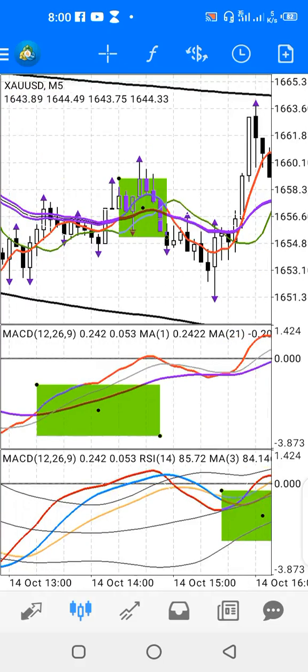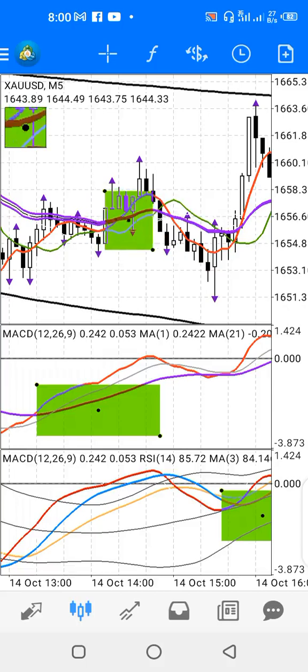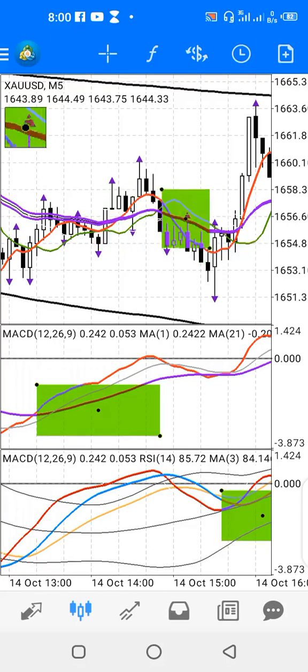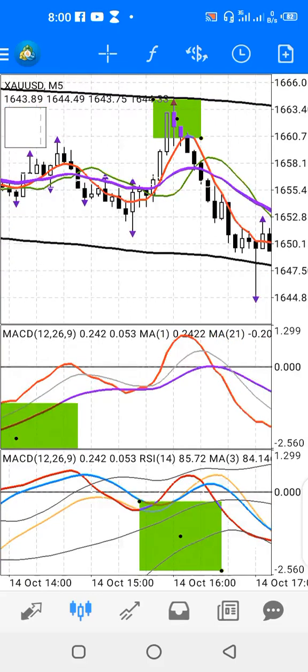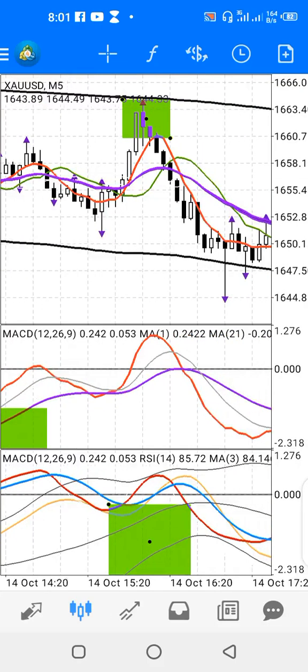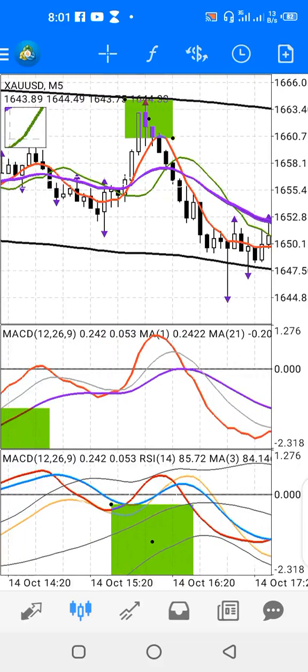But that's not all. The confirmation is when the red crosses above the purple, and the green also crosses above the purple, like what you have here. It's a confirmation to scalp, to buy some few pips, okay. And what happened? Price went up. You could have gotten some profit here. That's about 30 to 40 pips if you bought around here, okay.